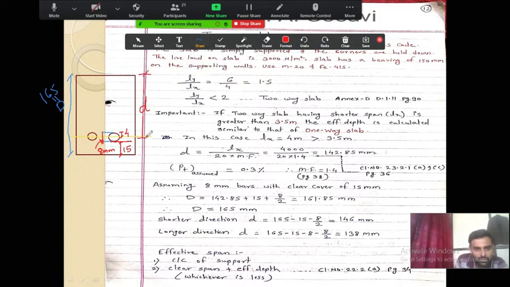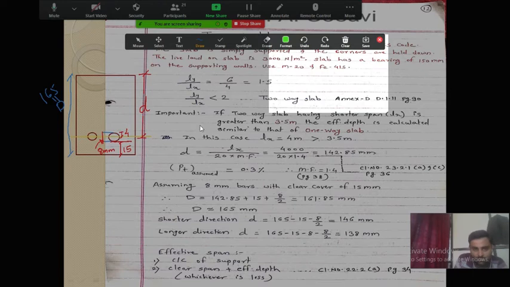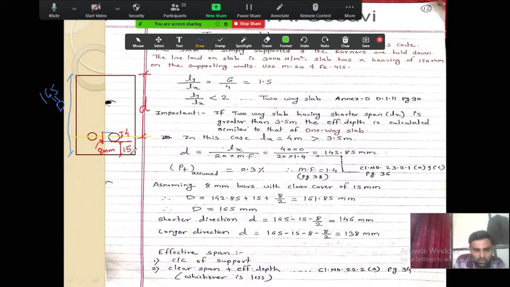Okay, so this distance is small d. Now we want to calculate this small d. So what we have done, from this total distance 165, first we subtract this 15. Okay, first we have subtracted this value 15, so we come to this point, then we need to minus this also.